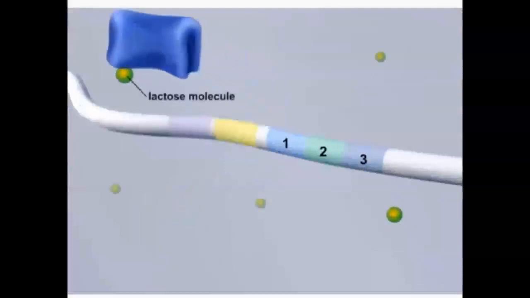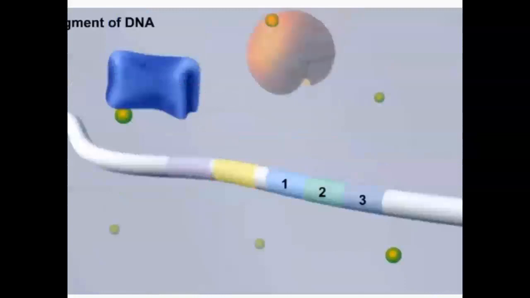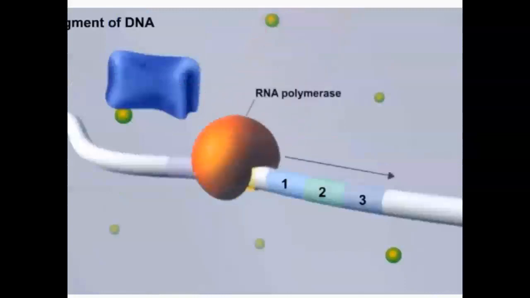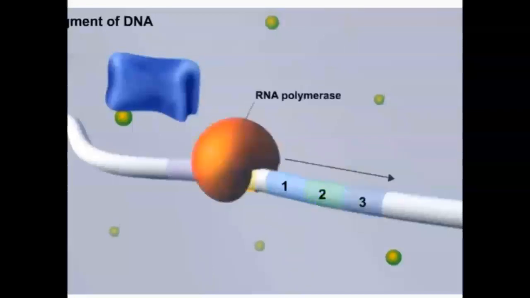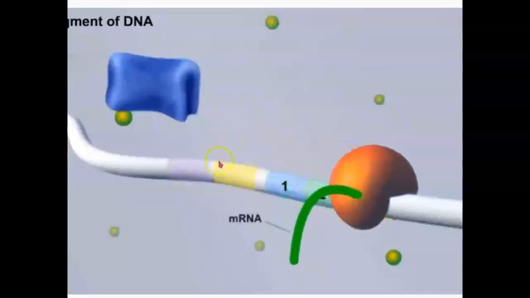Here you see the lactose bonding and removing the repressor. In comes the RNA polymerase, which is now able to bind to the DNA strand. Now that the RNA polymerase is able to bind to the DNA strand at the operator and promoter region, it spits out this mRNA message, which is what the instructions will be to code these 3 genes into the enzymes that are responsible for breaking down lactose. We call them lactase.